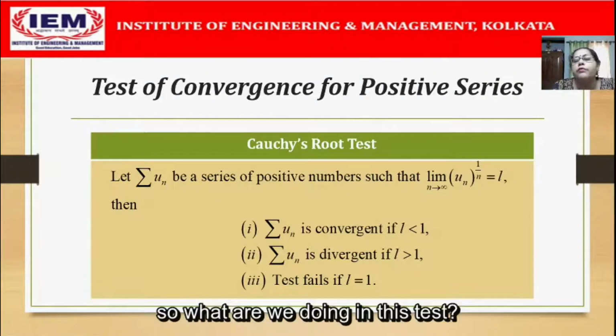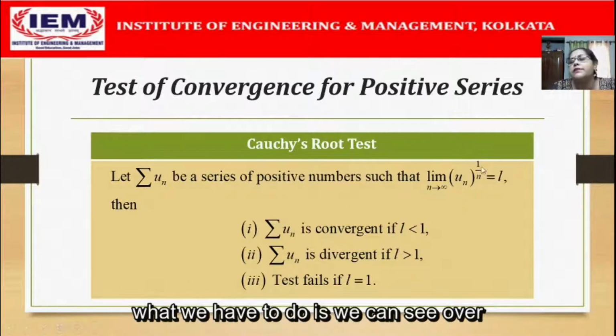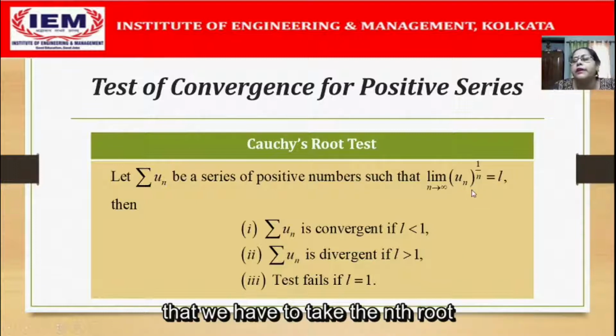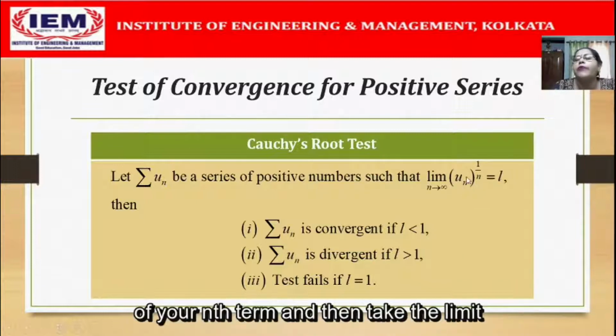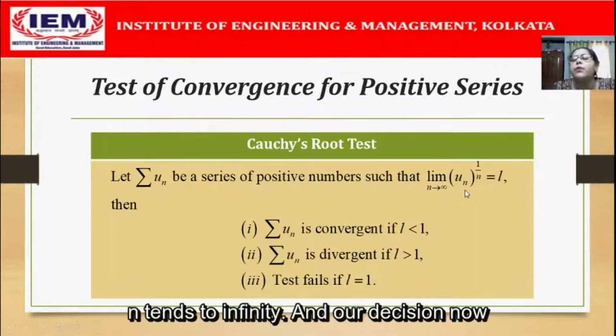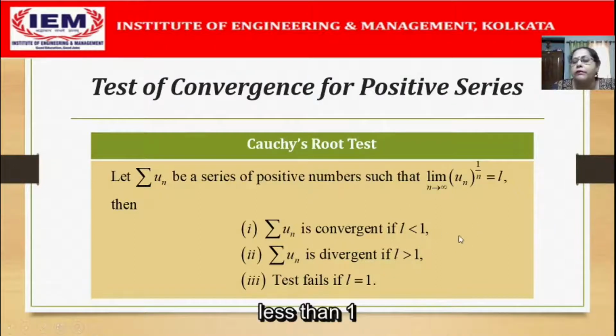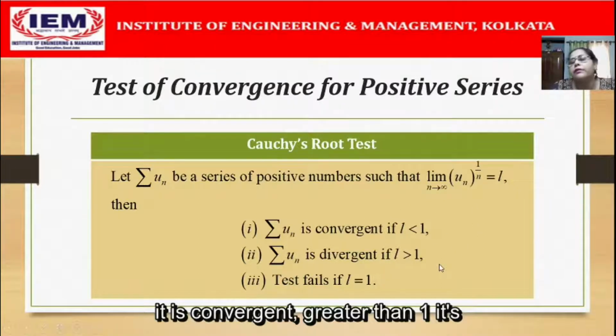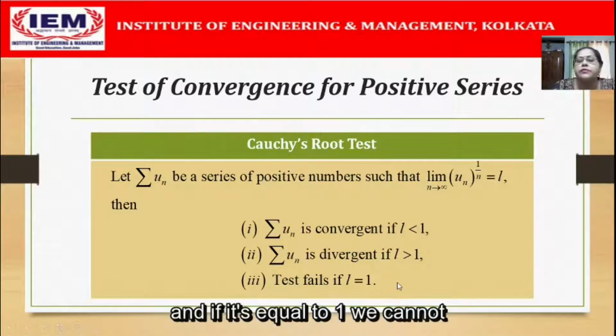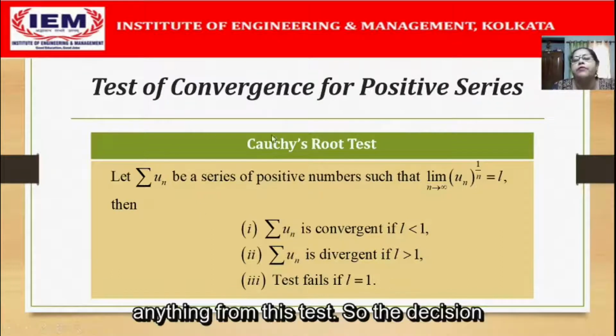So what are we doing in this test? We have to take the nth root of the nth term and then take the limit as n tends to infinity. Our decision depends on the value of the limit L. If this limit is less than 1, it is convergent; greater than 1, it is divergent; and if it is equal to 1, we cannot conclude anything from this test.